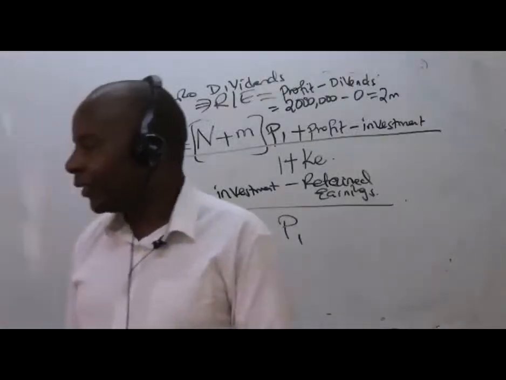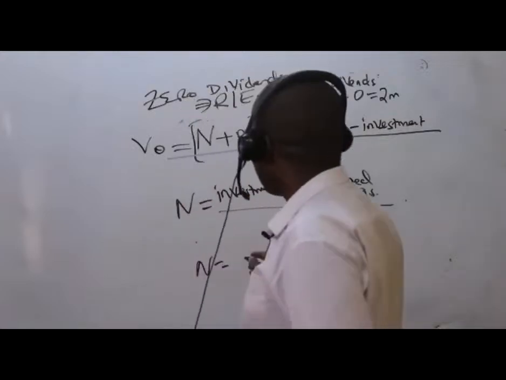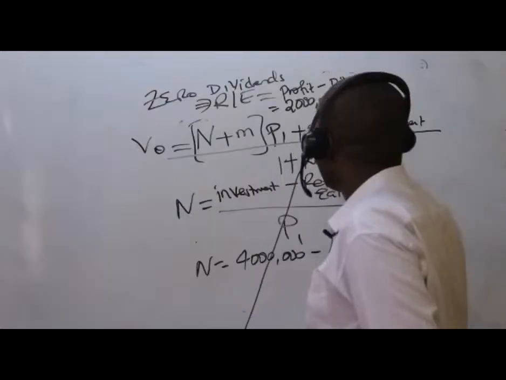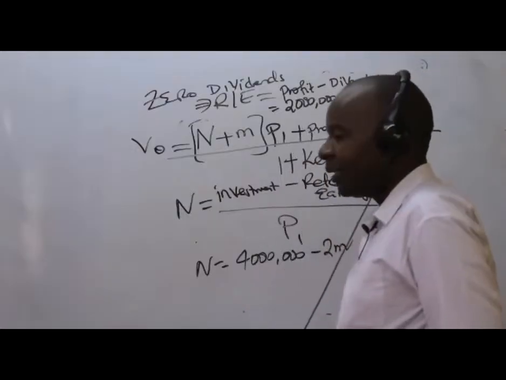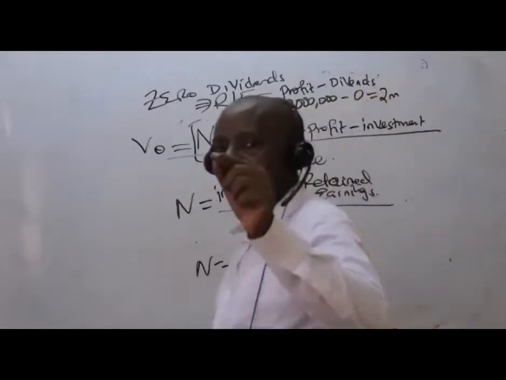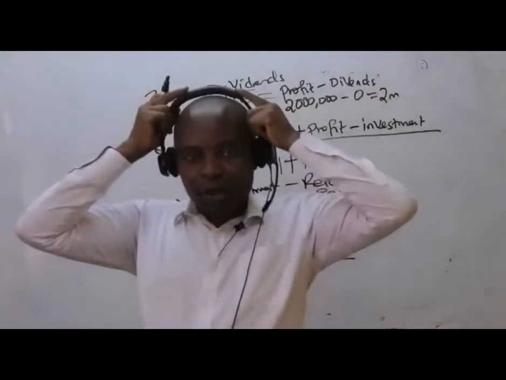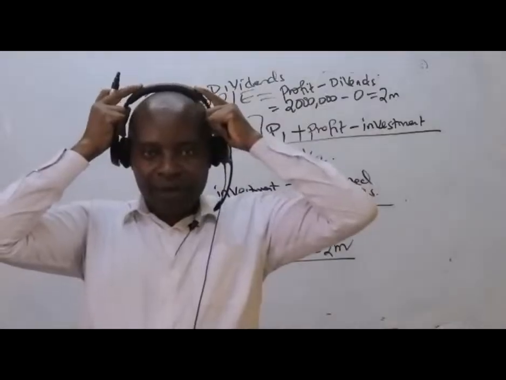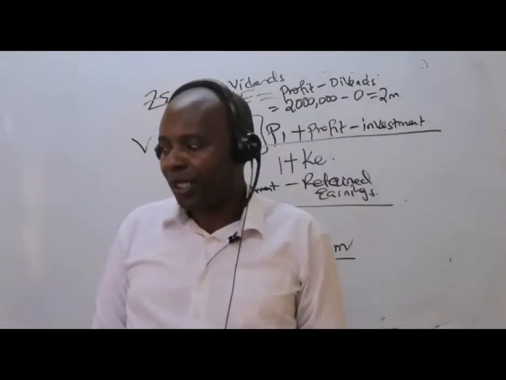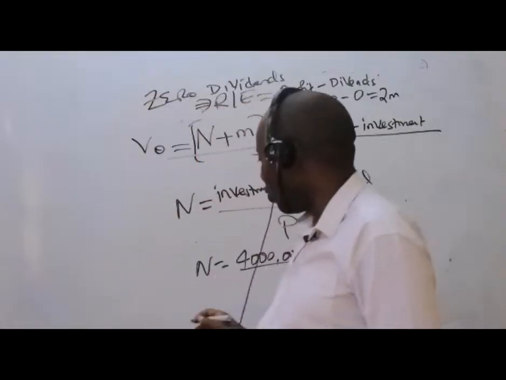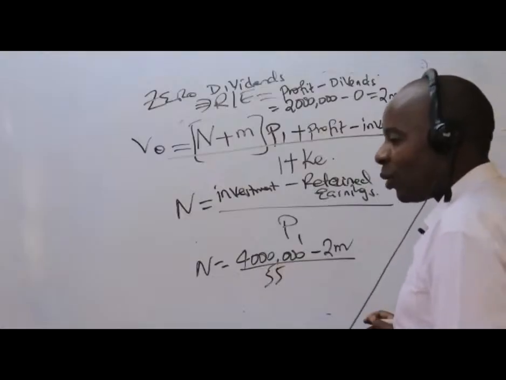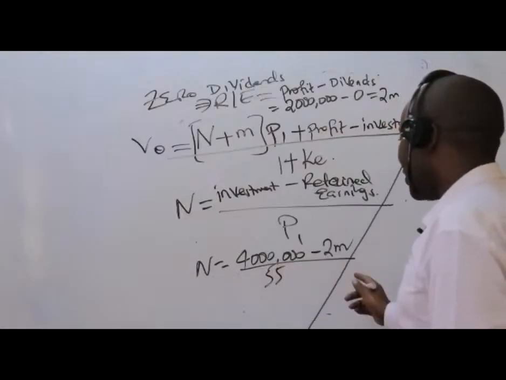I like it that way. So the new investment, we have here 4 million. Retained earnings, we have 2 million, all over P1 for zero dividends policy. Could you kindly remind us what was our P1 for zero dividends policy? Zero dividends policy P1 was 55. So could you kindly give me an answer here?